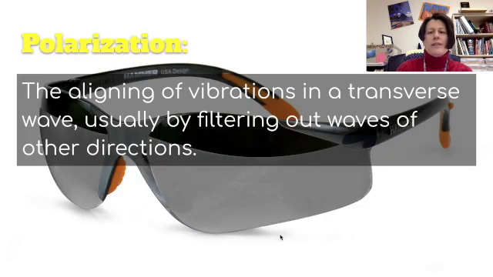Polarization is the aligning of vibrations in a transverse wave, usually by filtering out waves of other directions. When these waves get sent out, the transverse waves are going this way, they're going this way, they're going this way, they're going all kinds of ways. Okay? Polarization is making them so that they're all going, say, this way. That's what polarization is.